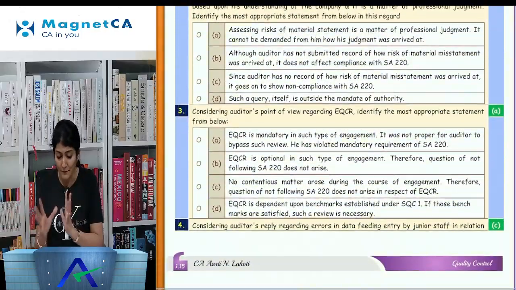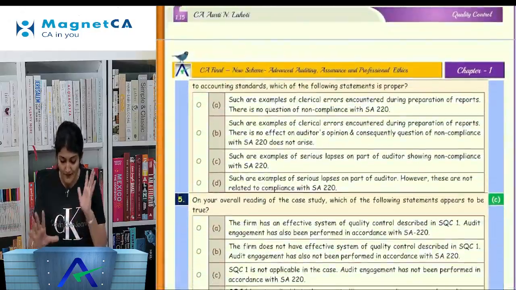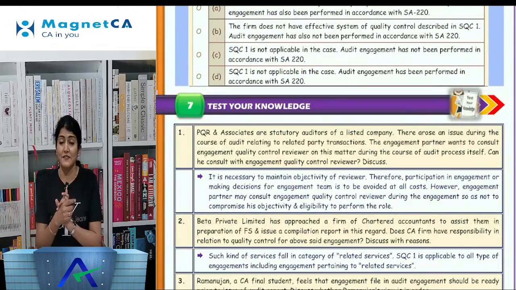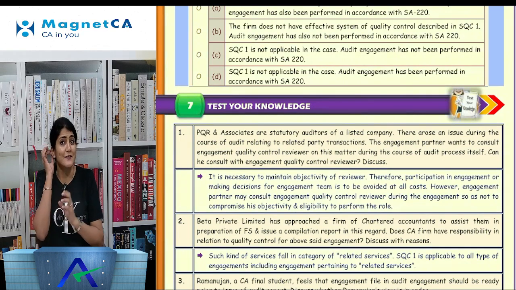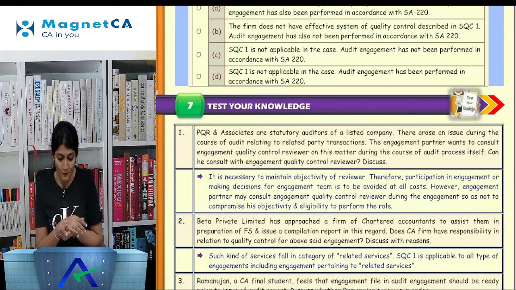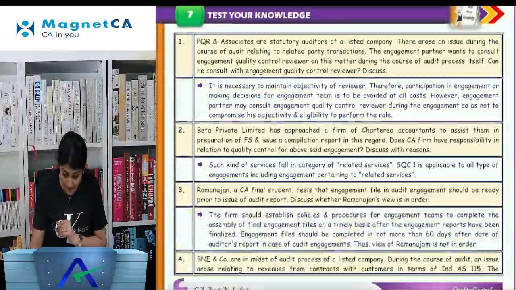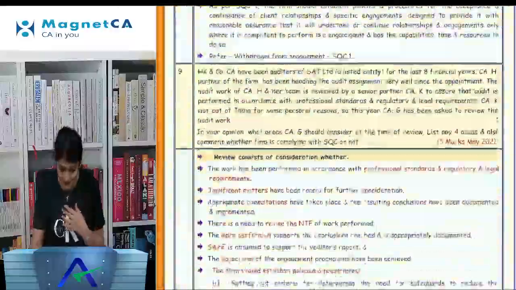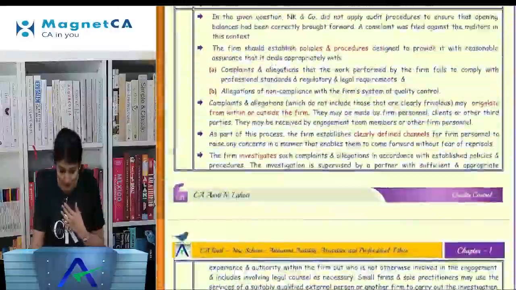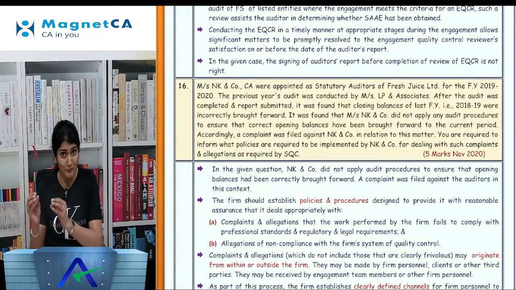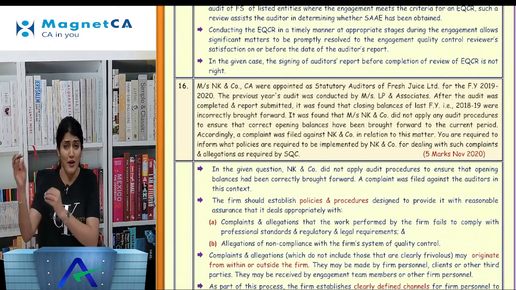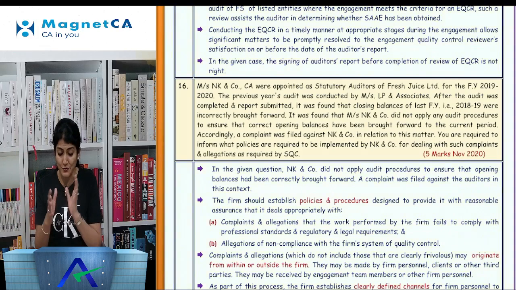This is all as per the new study material, so that has been put over there. And then after that, you have your test your knowledge. If you look at the ICAI study material chapter number 1, in the test your knowledge they have just 5 questions. But if you see this book, oh my God, there are like 14 or 15, 16 questions, giving the reference of which exam or RTP they have been asked in.